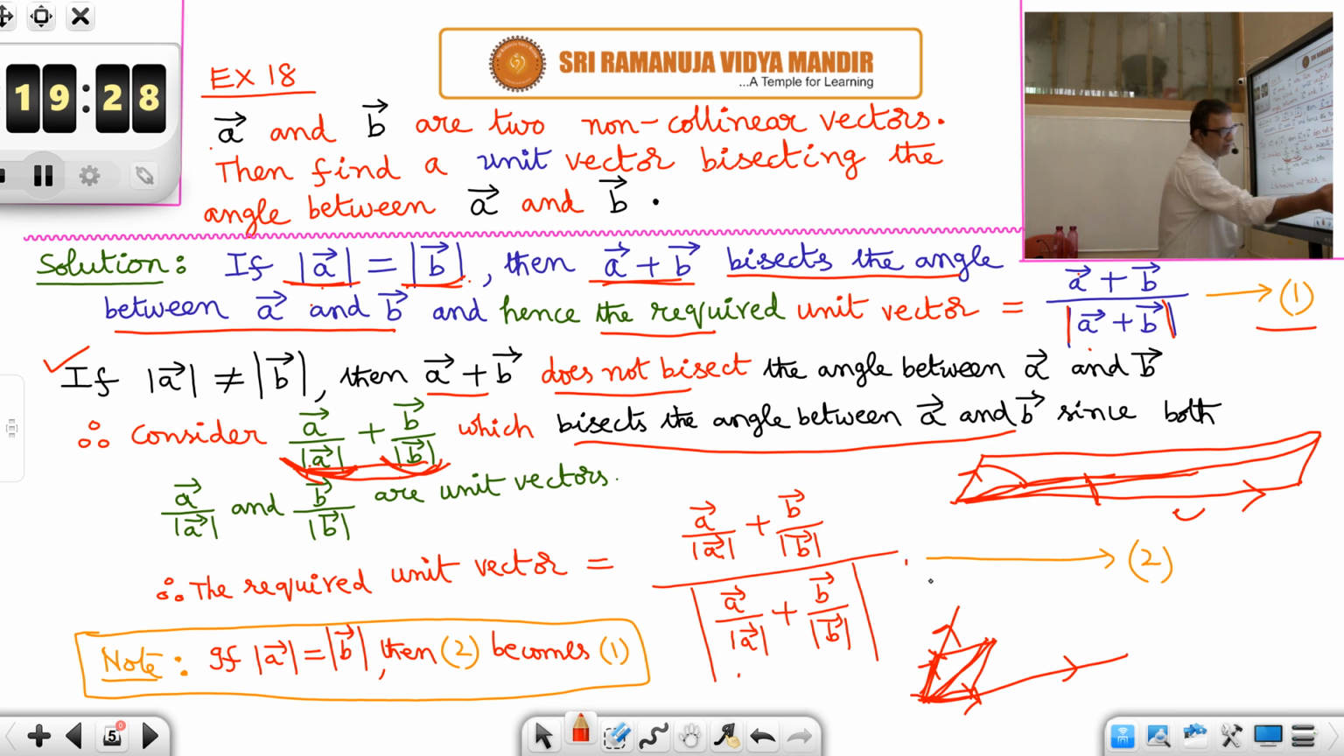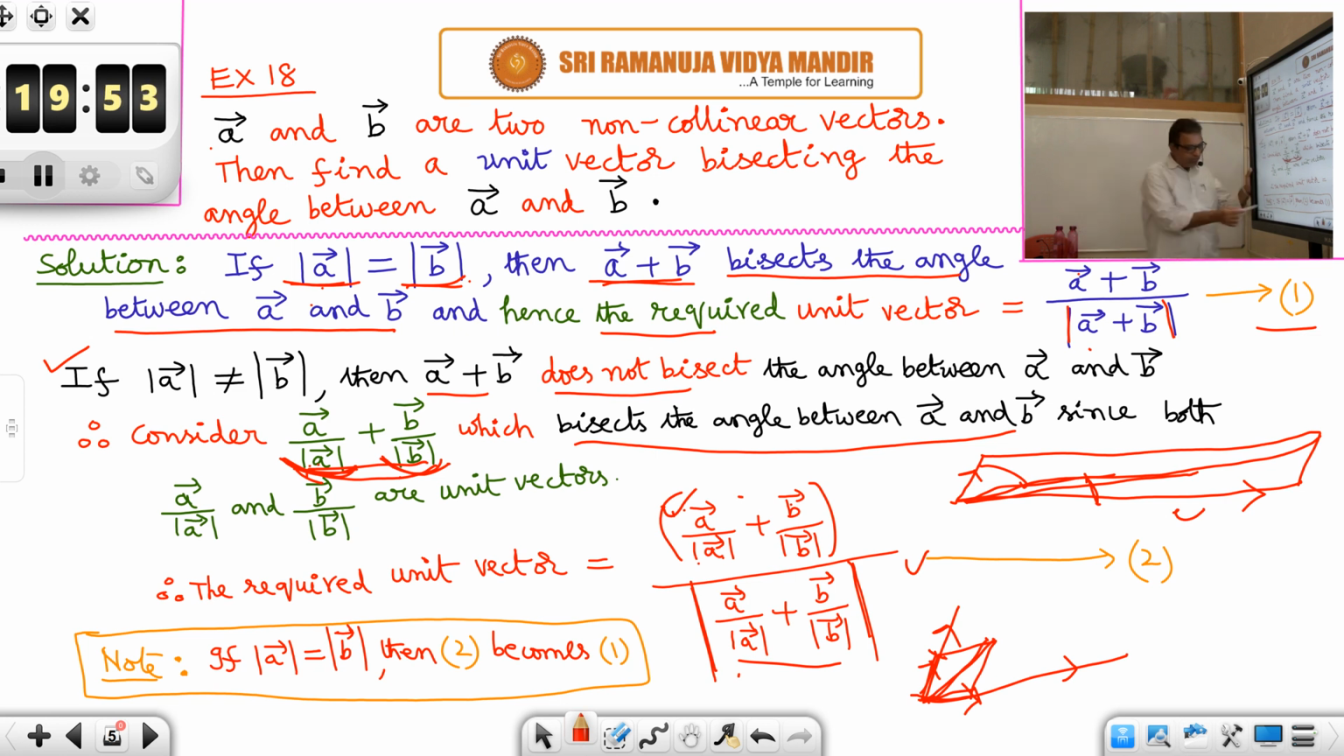A bar by mod A bar, 1 unit vector. B bar by mod B bar, 1 unit vector. Add them. But this total vector may not be of 1 unit length. To make it 1 unit length, we have to divide it by its modulus. So the modulus, and the same vector you write in the brackets, that's all. So this is the general method.